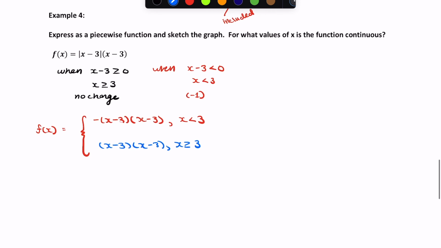So here we can see that if we rewrite this, f of x is equal to negative (x minus 3) squared, x is less than 3, and (x minus 3) squared for x is greater than or equal to 3.